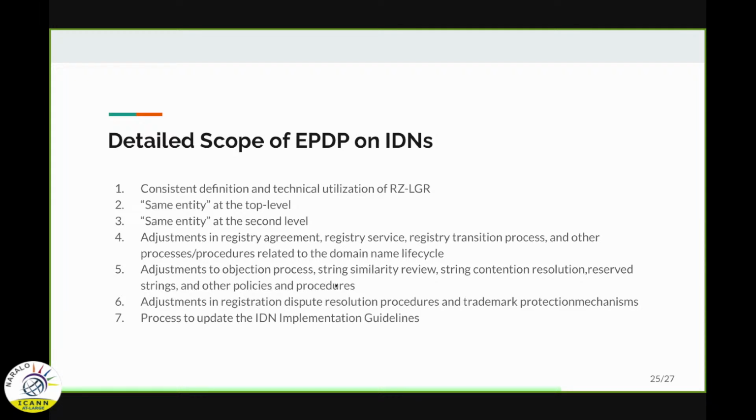Adjustments to the objection process, string similarity review, string contention resolution, reserved strings, and other policies and procedures. Adjustments in registration, dispute resolution procedures, and trademark protection mechanisms. Process to update. So number 1 is one particular item, 2 to 6 are all about managing variants, and 7 is about how to update the IDN Implementation Guidelines.